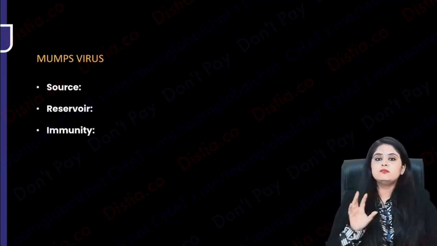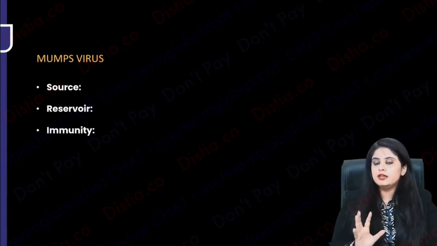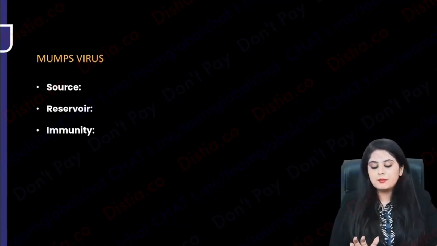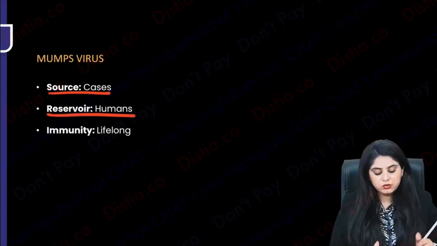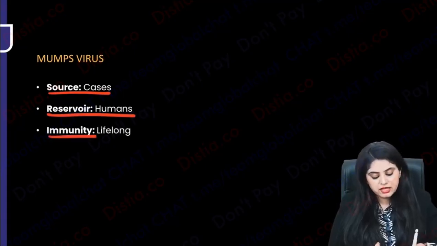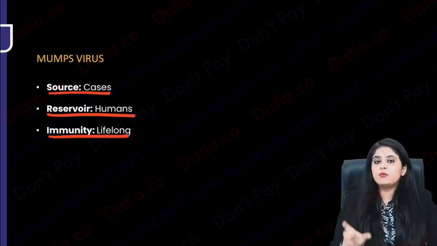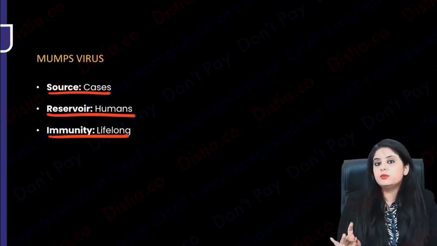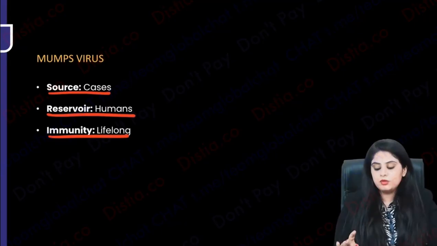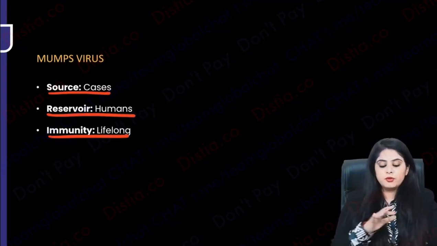Now, whenever you think of mumps, think of a cute little kid, because it's something that happens in children. So the source is of course going to be the cases. The reservoir is once again going to be the humans, and the immunity is once again going to be lifelong. I got these 3 points because in measles we were the sources, we were the reservoirs, and immunity was lifelong. In mumps also we are the sources, we are the reservoirs, and the immunity is lifelong. These are common points. Let's move ahead.